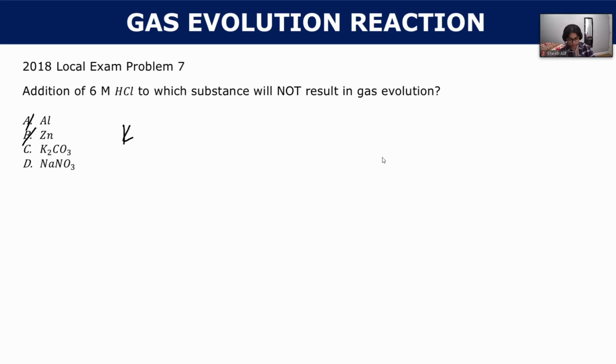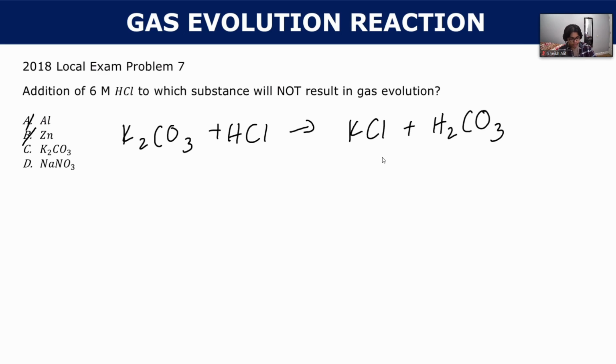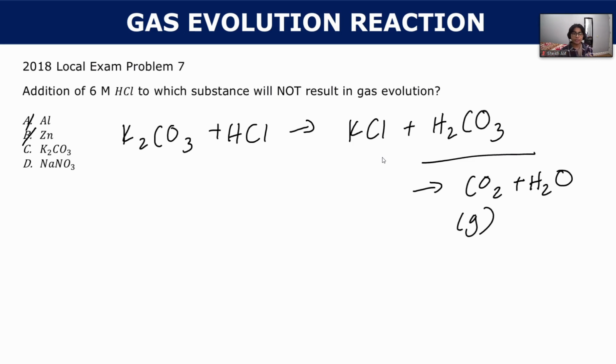Let's take a look at the third one. So K2CO3 plus HCl. Typical double displacement reaction, so let's do that really quickly. We're going to have KCl plus H2CO3. And look at that, we have one of our intermediates. And H2CO3 is going to break up into CO2 and H2O. And the CO2 here is a gas. And so that means if you were to react K2CO3 with hydrochloric acid, you are going to have a gas evolution. And so C cannot be the answer.